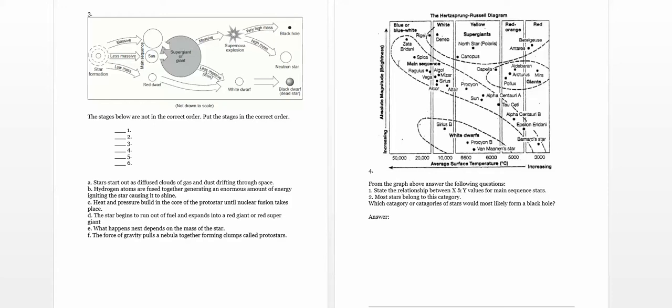Well, the main sequence, hence the term main sequence. You guys actually graph this and so forth. Which category or categories of stars will most likely form a black hole? Well, if you go back over here, something with very, very high mass.